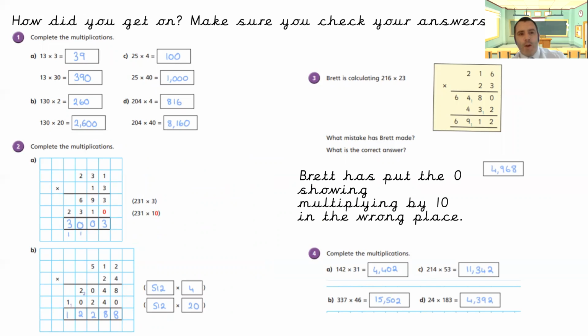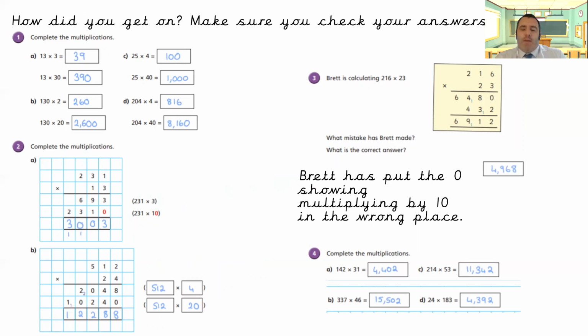So 1a, 13 times 3 is 39. The second part to that, it's got 10 times bigger. So you don't actually need to write it down and work it out with a formal method. You just make your answer 10 times bigger. And it's the same for all of those questions. Once you've worked out the first one, you're just making it 10 times bigger. So everything moves up one place value. Question 2, the answer's on the screen there for A and B. Now question 3.